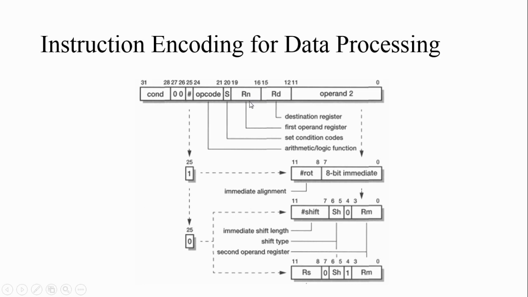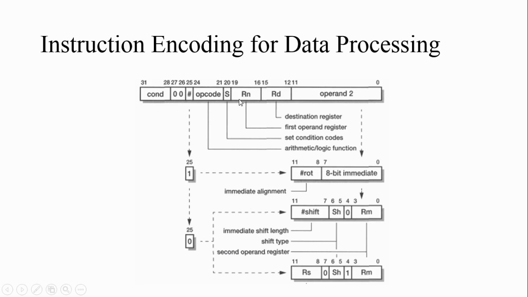In the case of load and store, bit number 16 to 19 was representing the offset address for load and store, but here in data processing instruction, bit number 16 to 19 is used for representing the register holding the first operand. So that is known as the first operand register, right? Then for holding the second operand, you can have two options. First one, you can give the second operand directly as an 8-bit immediate value, or you can store the second operand in another register known as RM, that is the second operand register, right?